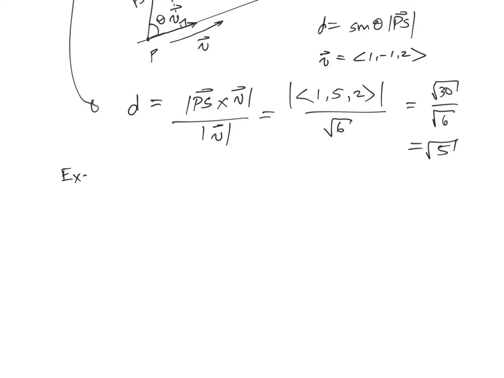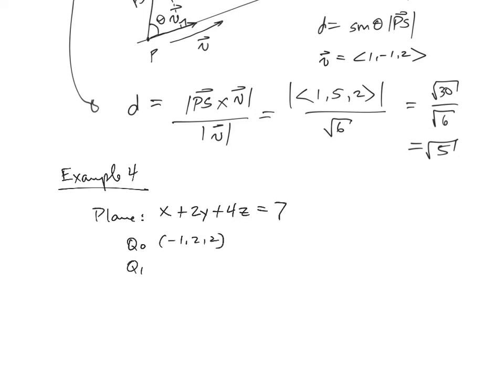So in the lecture notes, this is example 4. So if we are given a plane, x plus 2y plus 4z is equal to 7. And we're given 2 points. Point Q0, which has coordinates -1, 2, 2. And Q1, which is given 1, 3, -1. So 2 points in space, and we got a plane.